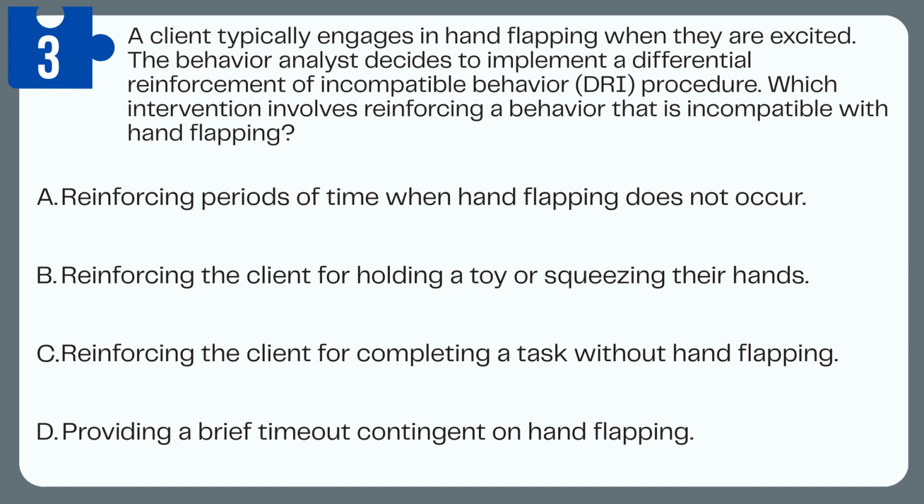Question 3. A client typically engages in hand flapping when they are excited. The behavior analyst decides to implement a differential reinforcement of incompatible behavior, DRI, procedure. Which intervention involves reinforcing a behavior that is incompatible with hand flapping?